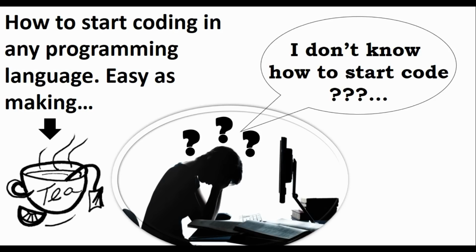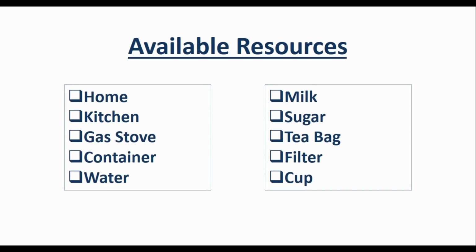Now let's start. I am taking an example of making tea. I know it sounds funny and weird, but at the end you will definitely find this useful. So first thing first to start coding is available resources. First, we need to check do we have the resources to make a tea? If not, then we need to make them available.